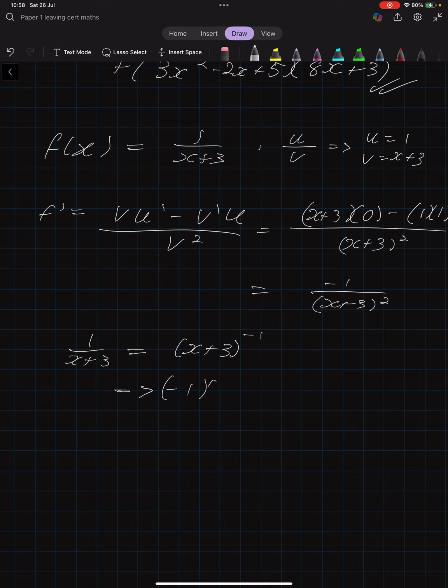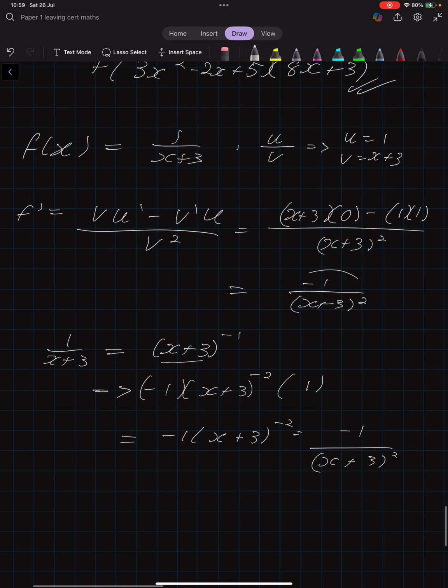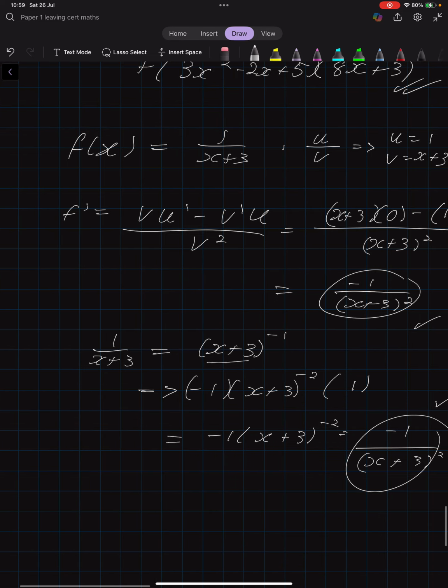Minus 1 comes down, minus 1 off the power, multiply it by the derivative of the thing inside. In this case, it's just 1. So I'm simply left with minus 1, x plus 3 to the minus 2. That's equal to minus 1 over x plus 3 squared. So you get the same answer both ways. So whichever way you prefer. I'll do one more and then I think I'll leave it at that.